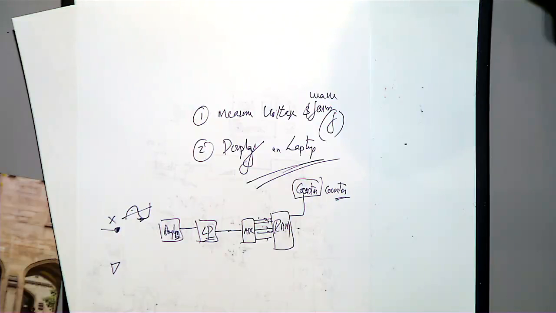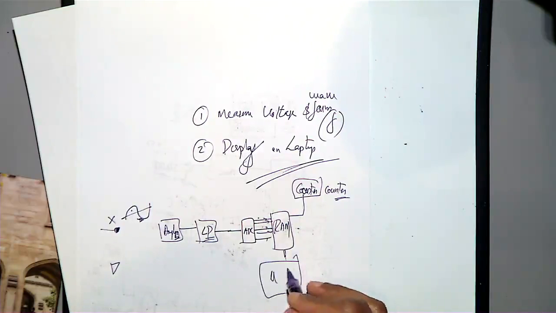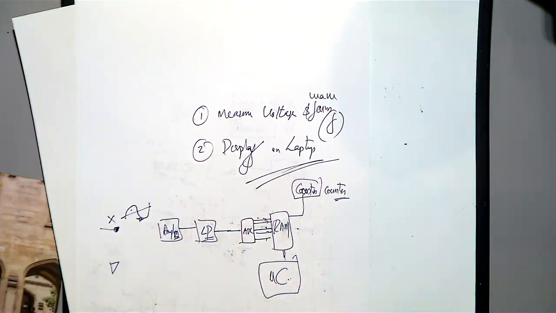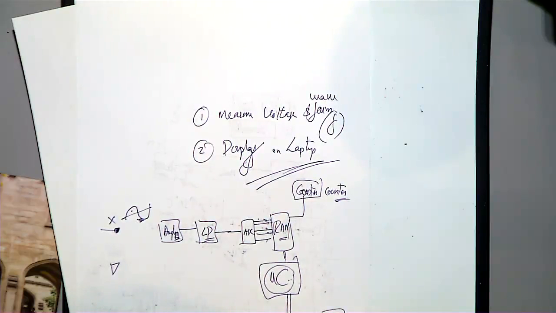Then from the RAM, you will be connecting to a microcontroller. This microcontroller is the brain. There you write all the programs about the DSO, what you should be doing with the waveform. And then when the data is stored in the RAM and this microcontroller, from here you will be connecting an interface to the laptop.